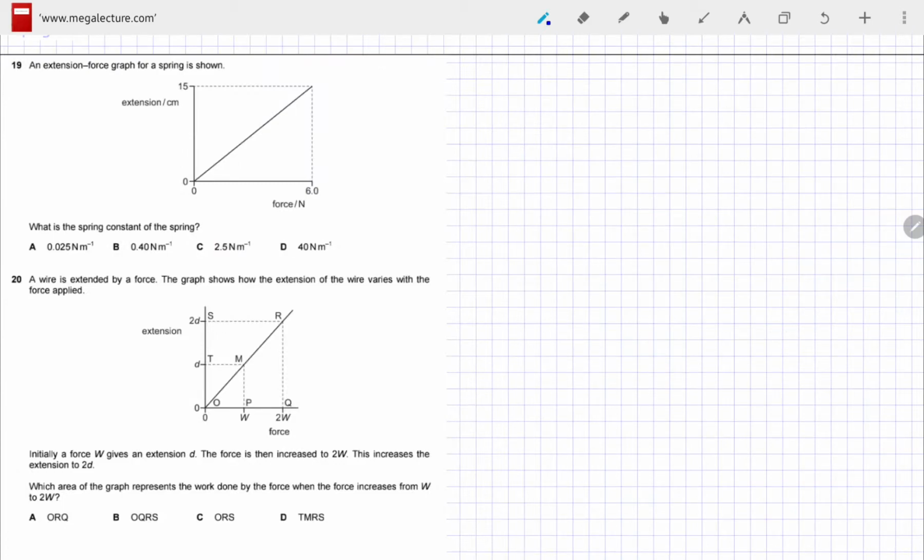Question number 19, we're given an extension-force graph for a spring, and we're required to compute the spring constant of the spring, which is k. We know from Hooke's law that the force is directly proportional to the extension e, and from this I can solve for k, which is force over extension. So the inverse gradient of this graph is the answer for the spring constant.